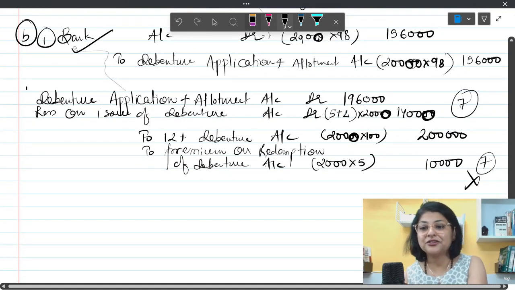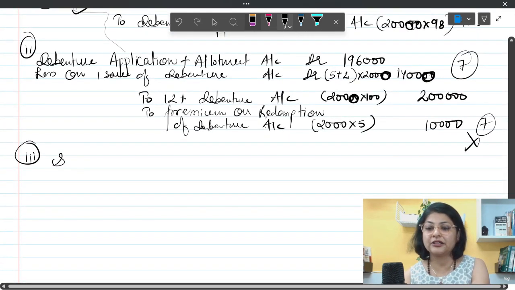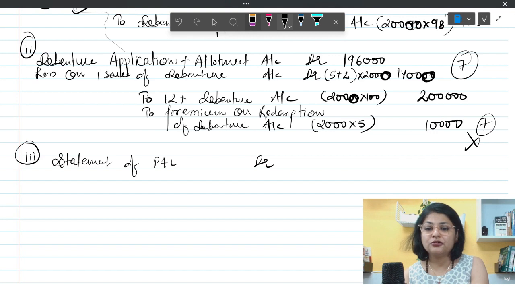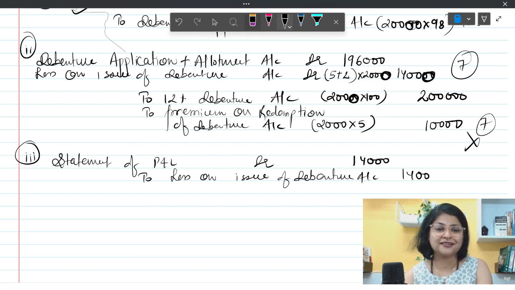Now the last part of this is we have to write down the entry for writing off the capital loss. So we will write off this loss from the statement of profit and loss. Statement of P and L will be debited to loss on issue of debenture, which is 14,000 rupees. I hope this is clear to you all, students.